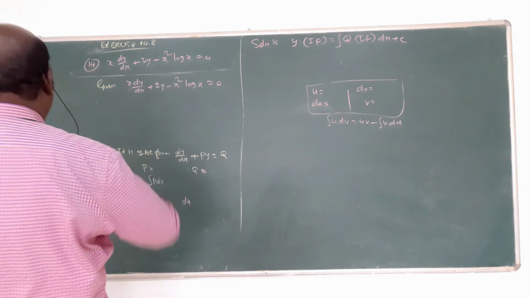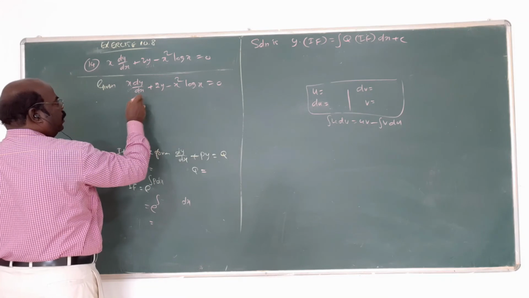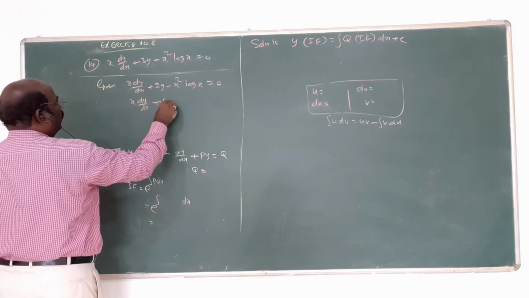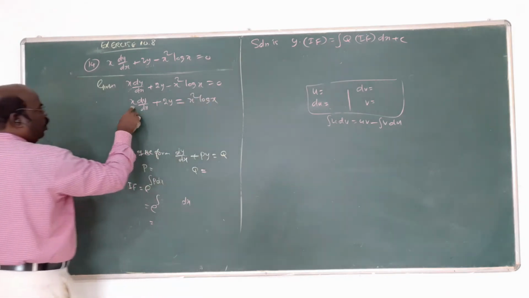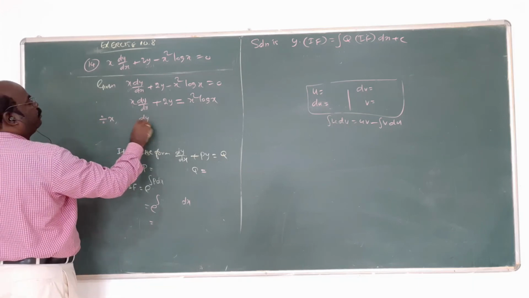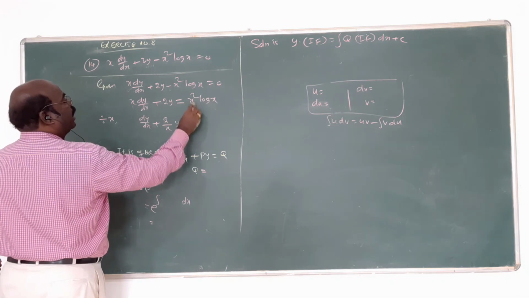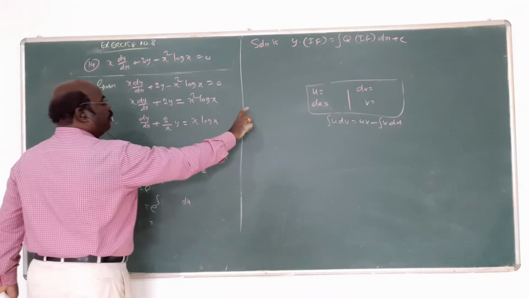Now, the equation is given. dy is involved, y is involved. We want to arrange it: x dy by dx plus 2y equals x square log x. We divide throughout by x. The x cancels. Here 2y by x, x into x divided by x.